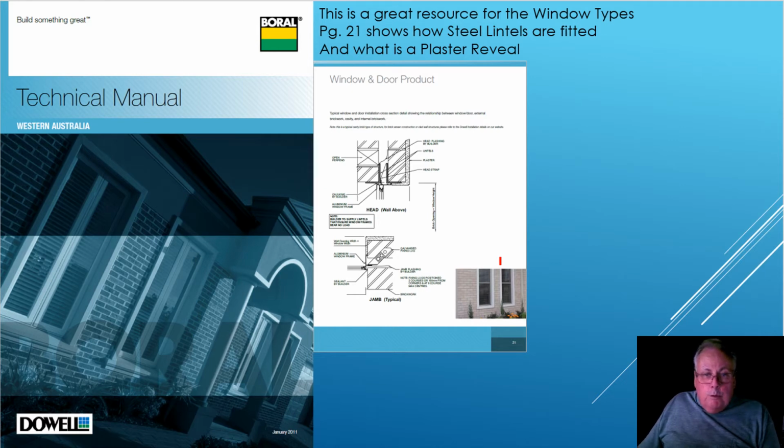But more importantly, what you have is a section showing you the plaster here and the plaster there, and how we fit these windows into the brickwork. All we need to do is replace this inside leaf with timber work, and that is how we do a plaster reveal.